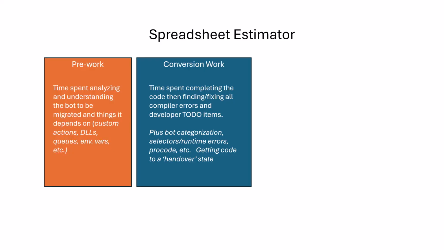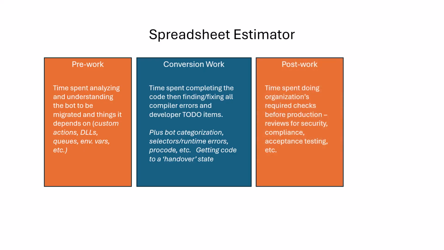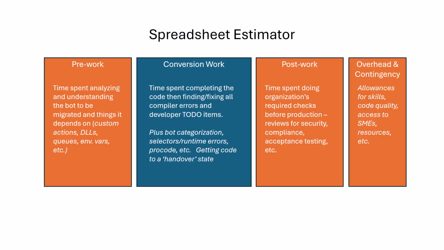It also accounts for pre-work, the time you spend beforehand to get an understanding of the automation's functionality, how it's constructed, what components it depends on. It also lets you estimate the post-work, the time that's spent doing typical organization checks before production, like reviews for security, compliance, acceptance testing. And finally, it has an allowance for overhead and contingency.